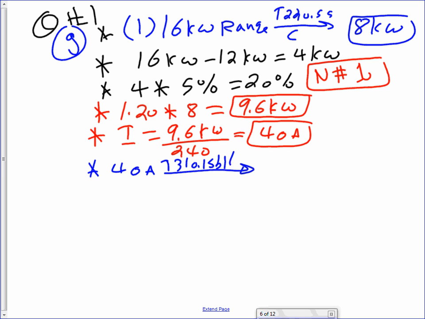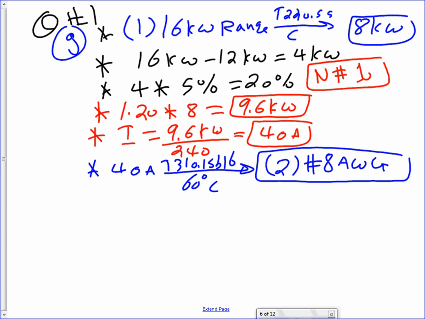Table 310.15(B)(16), 60-degree column. Why? They're not feeders, so use the other table. So that will get you two conductors, number 8 AWG THHN. That's it. Two hots.